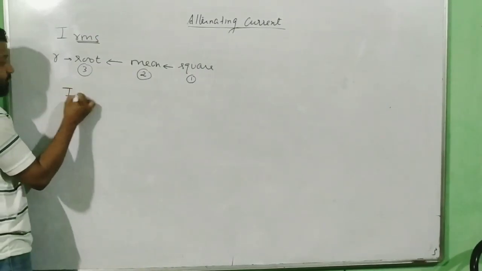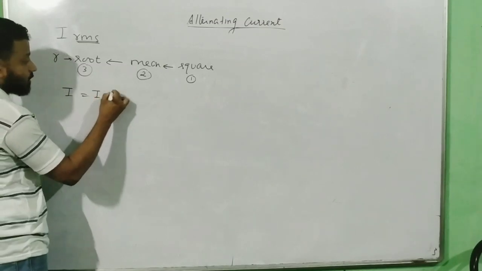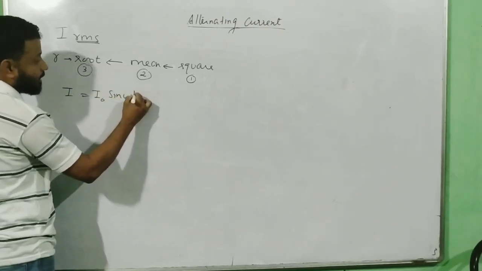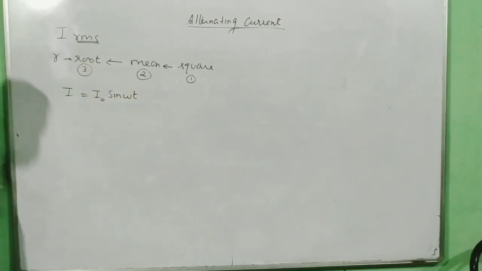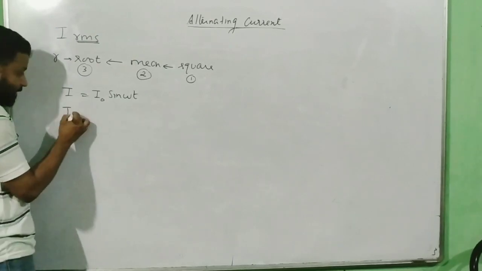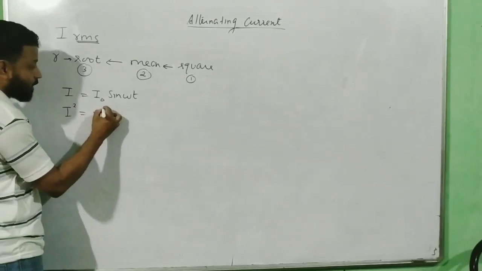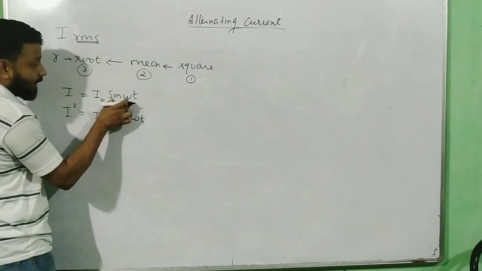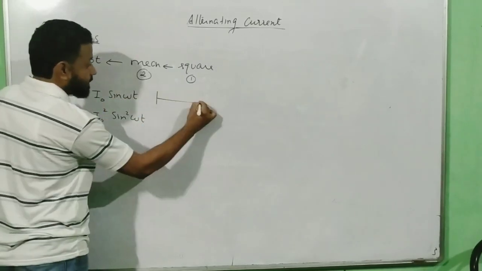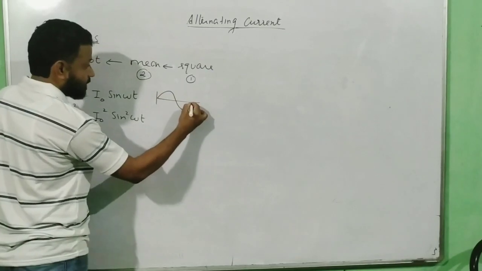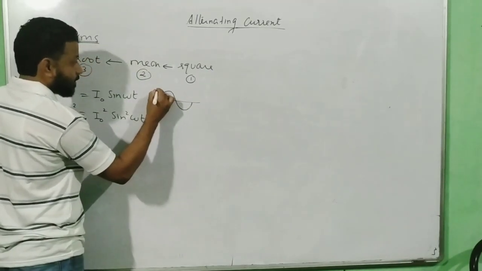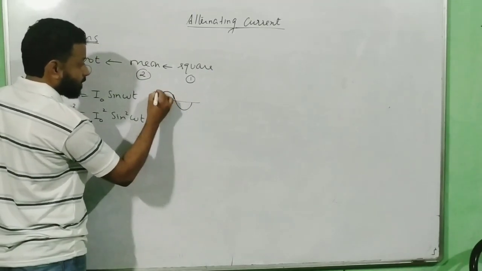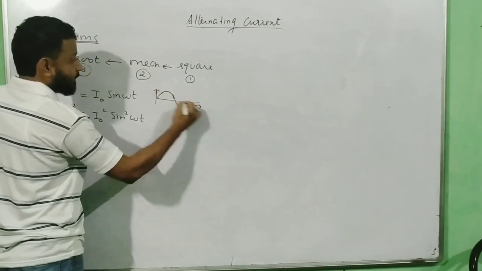Start with the function. What is the function? The function of current is I equals I naught sine omega t. Okay, square it. So if I square it, it becomes I naught square sine square omega t. Now let's see the graph of sine omega t. Sine omega t has a graph like this. This is my sine omega t function, correct?